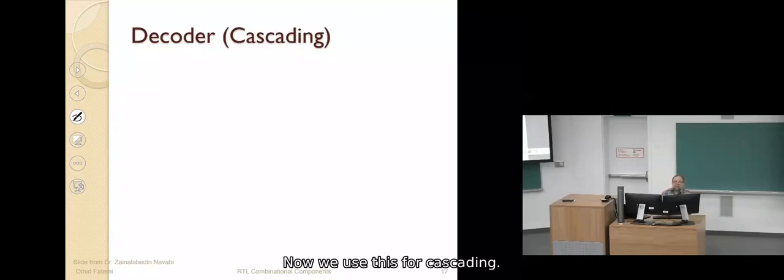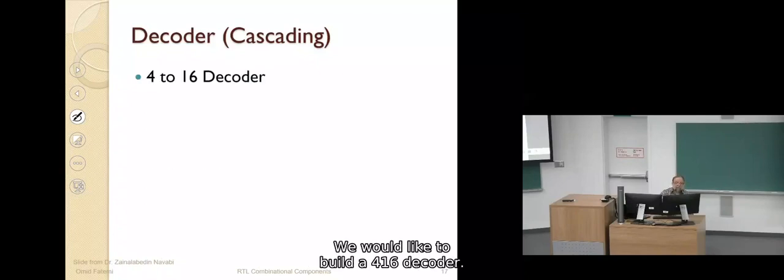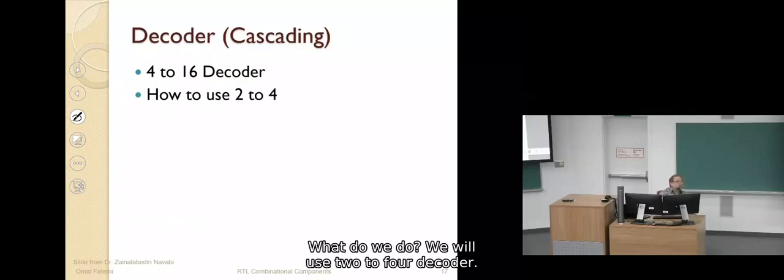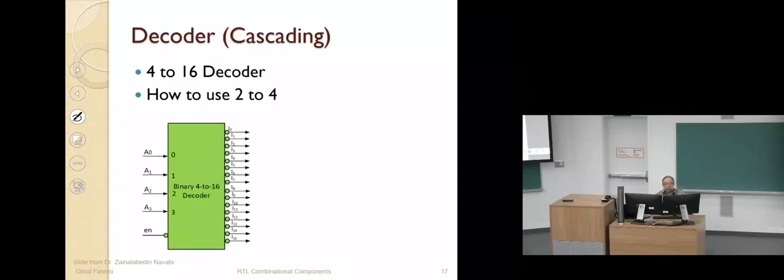Now we use this for cascading. After we have done the functionality, we talked about delay, we tried to optimize it. Now we go for cascading. So what do we want to do? We would like to build a 4 to 16 decoder. 4 inputs, 16 outputs. We will use 2 to 4 decoders. So this would be our final design.